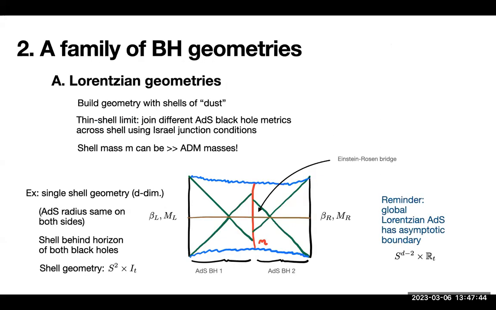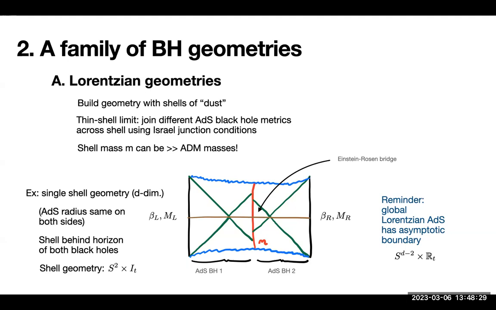Okay. So I'll just launch in and first talk about what these geometries look like. First, let's talk about these geometries in Lorentzian space. We can also talk about black holes which form from collapse at the end. We'll talk right now about eternal black holes, things that look like eternal black holes. We'll build our geometry with shells of dust in the thin shell limit, which amounts to joining different AdS black hole metrics together across some shell using Israel junction conditions. We'll have black holes with some fixed mass and therefore some fixed temperature on each side. These could differ between the two sides.